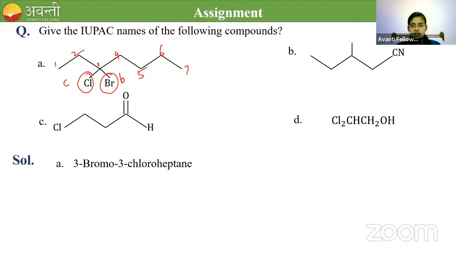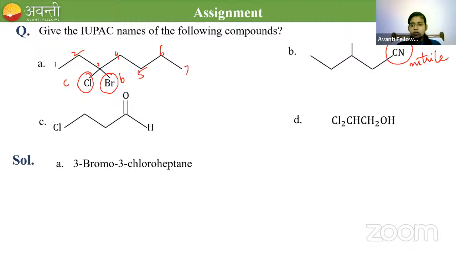Now coming to the second compound. In the second compound, we have the CN group. CN is the functional group, and the name of the functional group is nitrile. We have only one functional group. If we are having only one functional group, then we have to use the suffix. So the suffix for CN is nitrile.